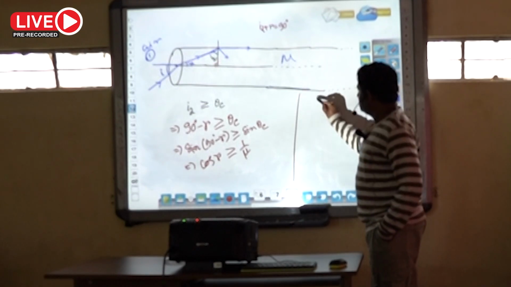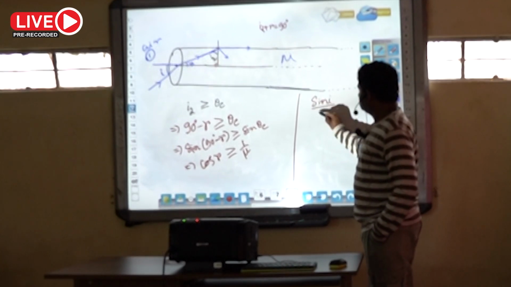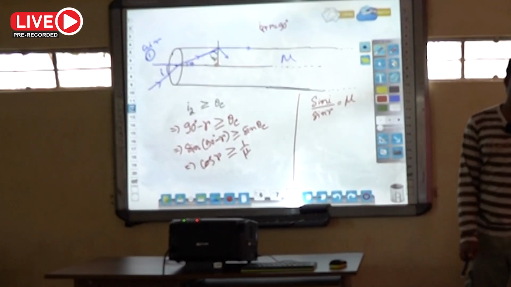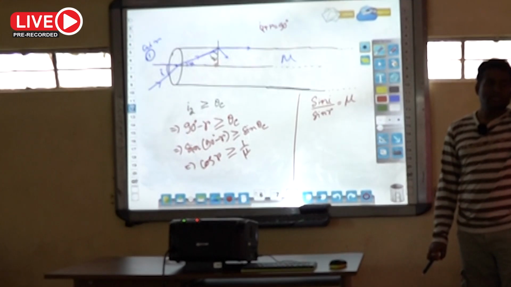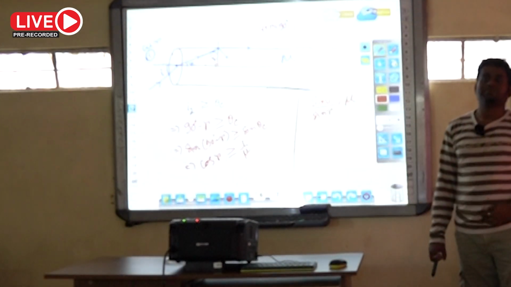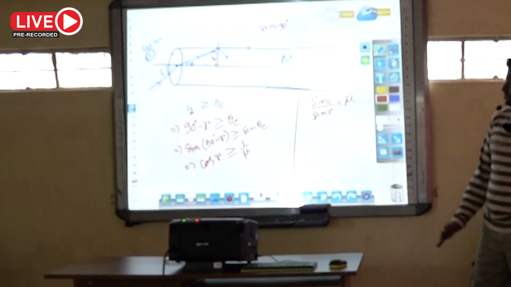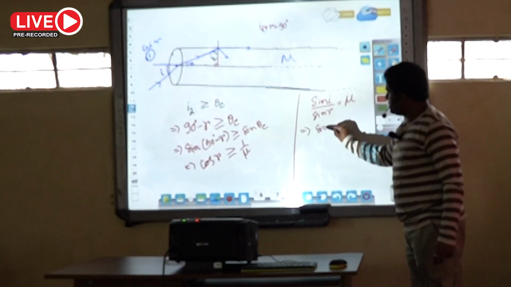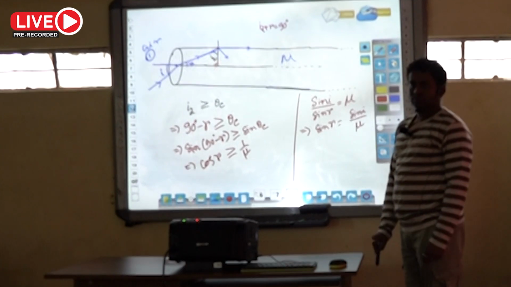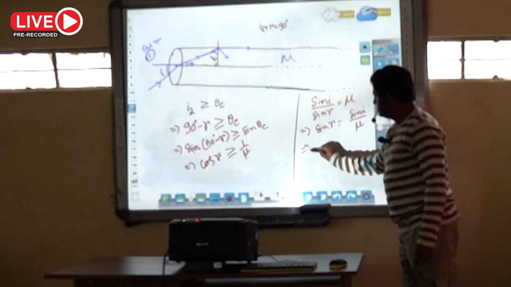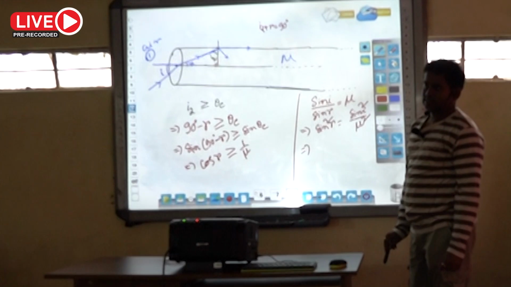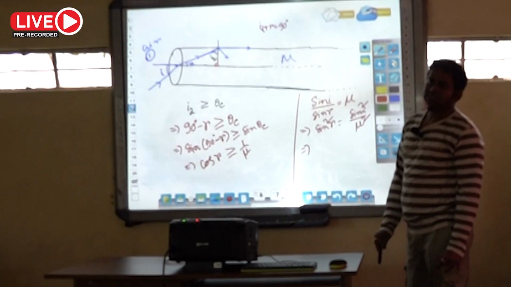Now come back to Snell's law. Light is traveling at the first interface on the flat surface, from air to the cylinder. So rarer to denser. Air has refractive index 1, the cylinder has refractive index mu. So sin I by sin R equals mu. Can I write sin R equal to sin I by mu? Then, squaring both sides, sin square R will be equal to sin square I by mu square. Sin square R can be written as 1 minus cos square R.